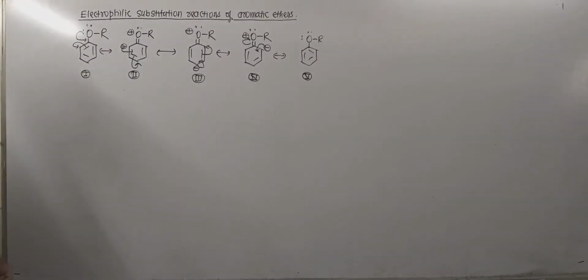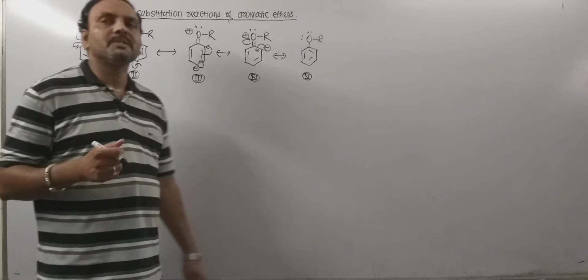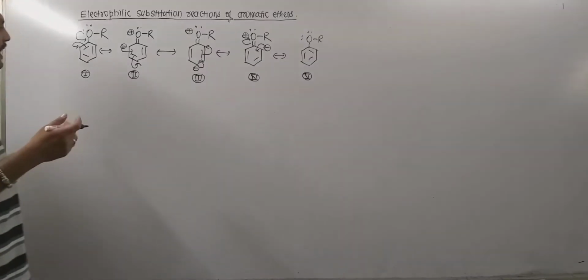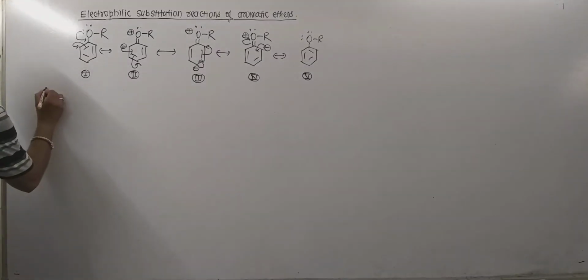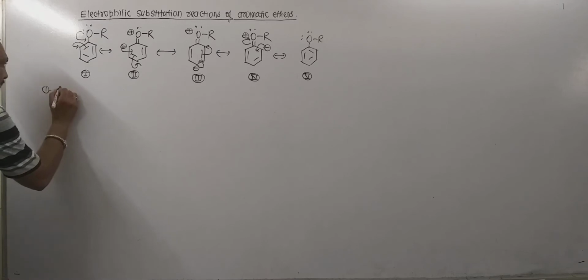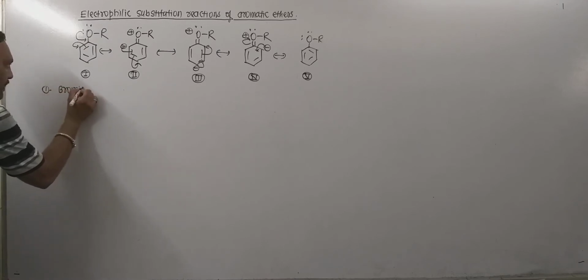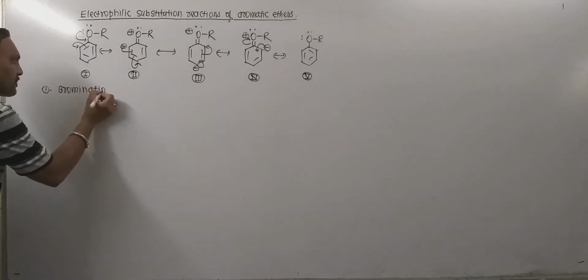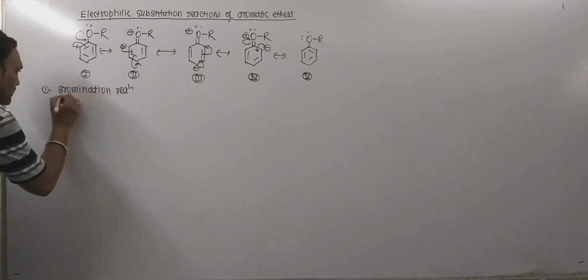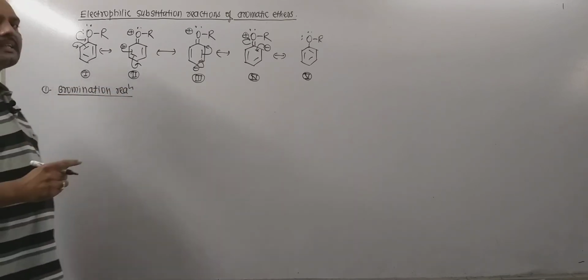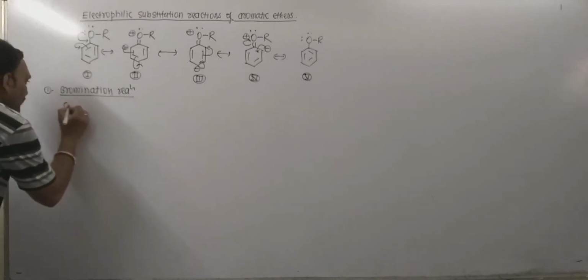Now let us see some of the electrophilic substitution reactions of anisole. Anisole is one of the finest examples of aromatic ether. So the very first electrophilic substitution reaction to be explained is the bromination reaction. Now the bromination reaction is the reaction of anisole with what? Bromine, and right here the bromonium ion is the attacking electrophile.